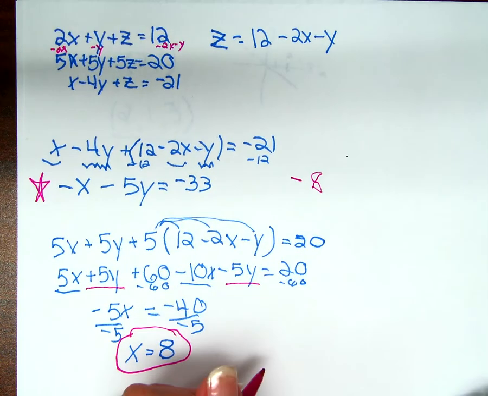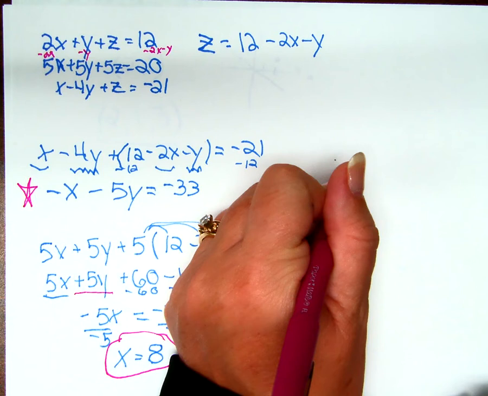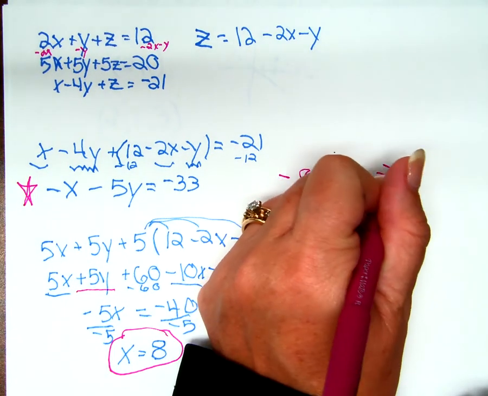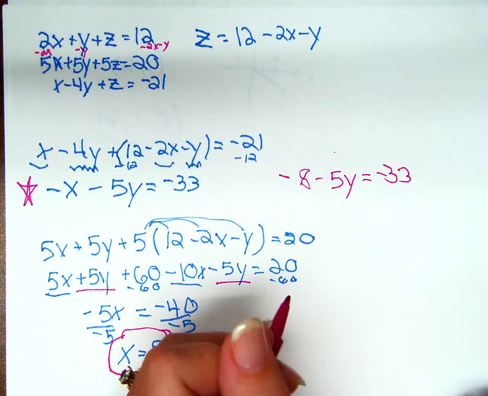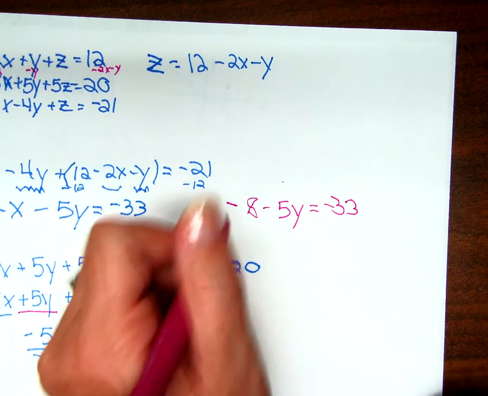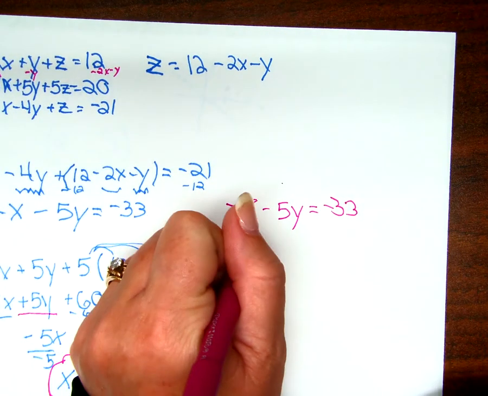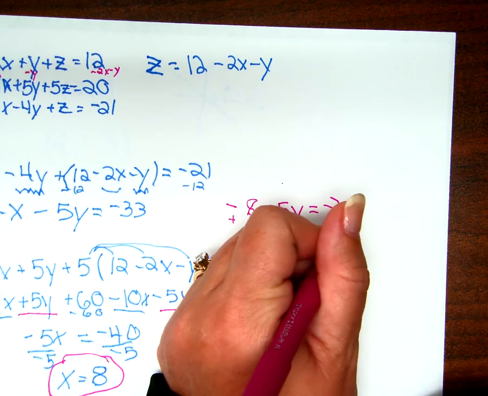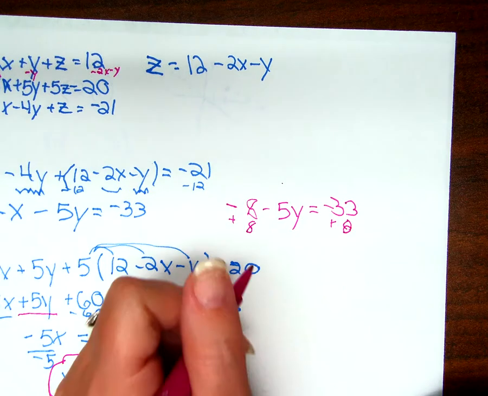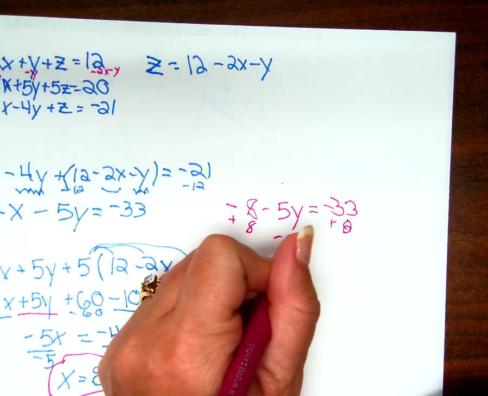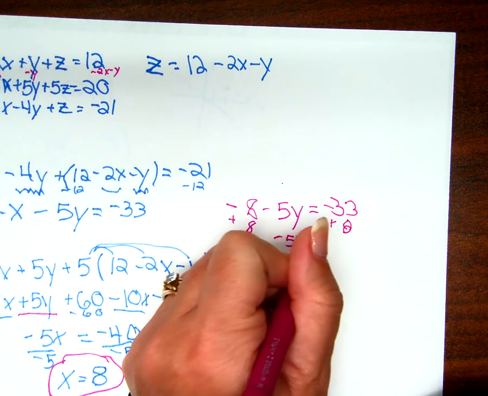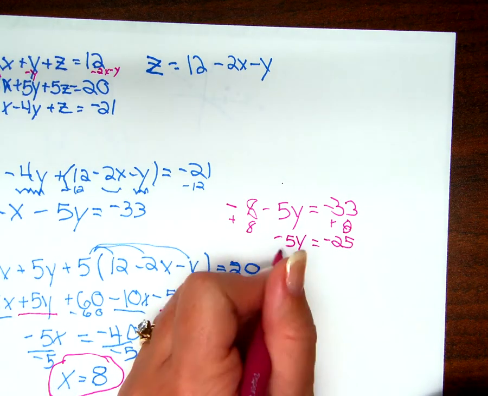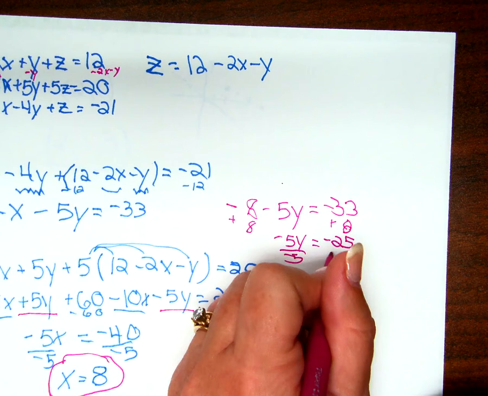Minus 5y equals negative 33. Now we can solve for y. Add 8. Can we pretend that's an 8? Negative 5y equals negative 25. What's y equal? Yep.